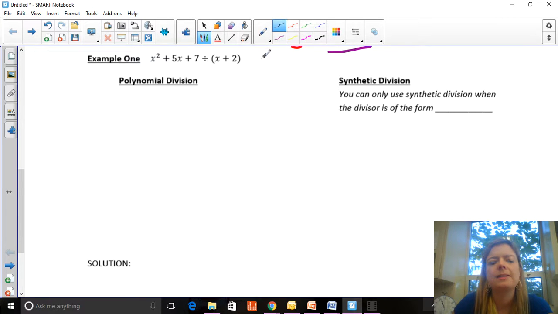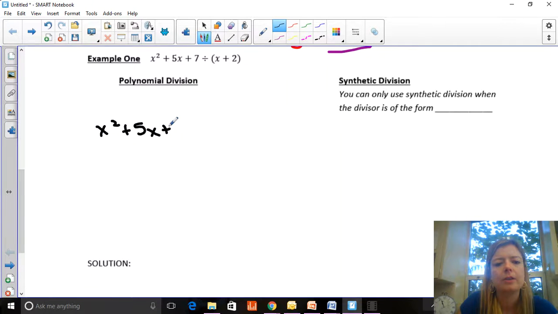So in this case, we have our dividend, x squared plus 5x plus 7. So we write that under the long division sign. And then our divisor is x plus 2. So we're dividing x squared plus 5x plus 7, and we're dividing it by x plus 2.